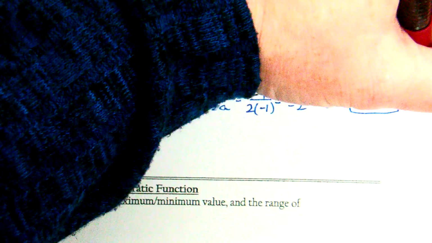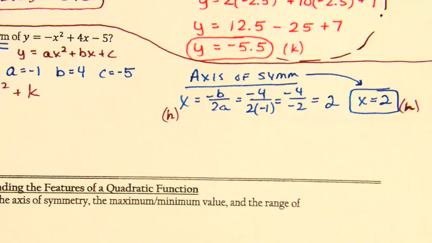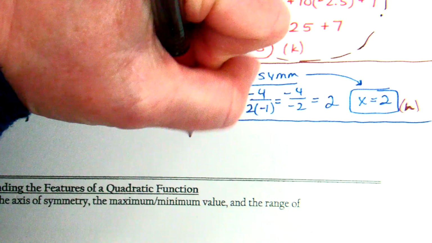Now what? The vertex. What do you know about the vertex? It starts with 2, because it starts with whatever our axis of symmetry is. So I know right now, before I do any work, my vertex is 2, something. How are you finding the second half of that vertex? You plug in that h, that x, that 2, right? And where are we plugging it into?